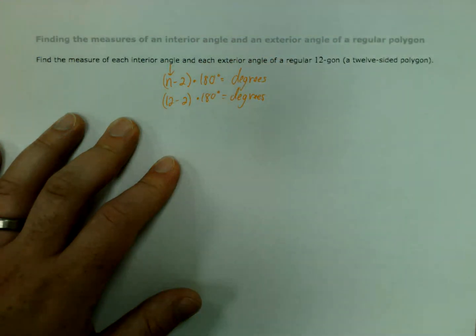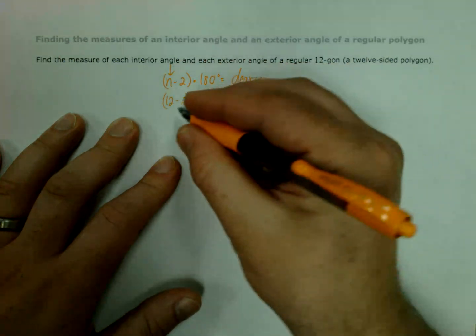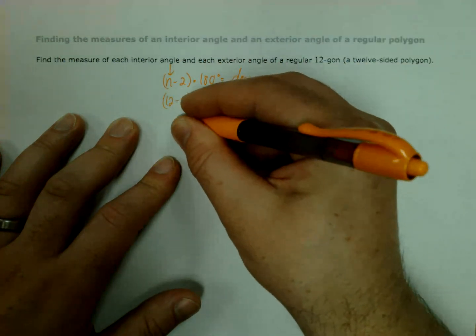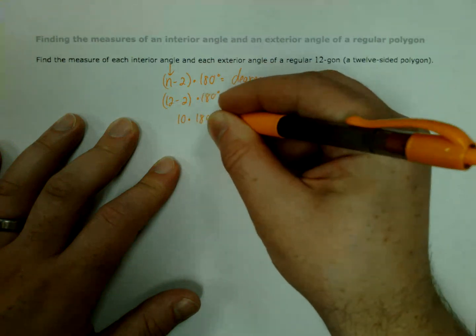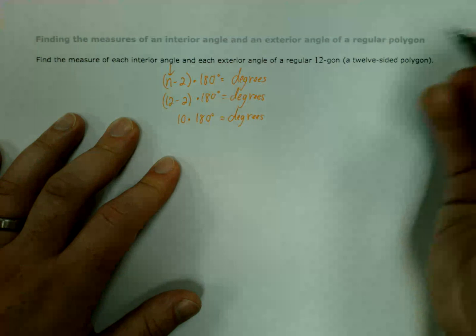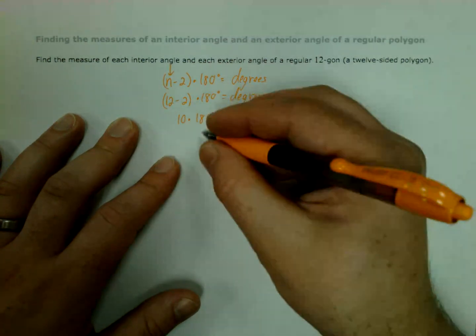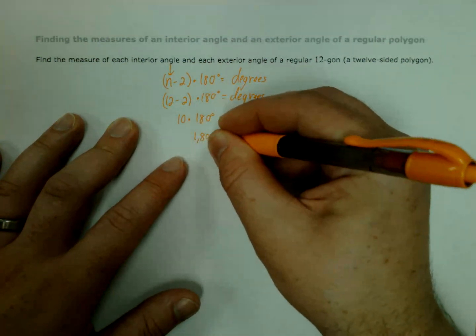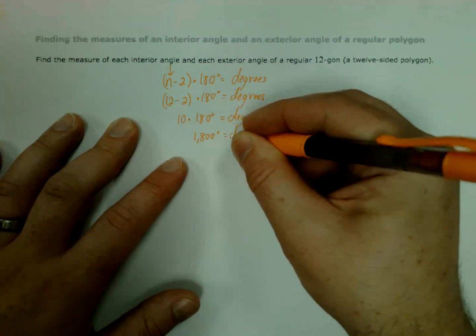All right, so now that we have that, we can simply do 12 minus 2, which is a wonderful 10. Makes our multiplication quite a bit easier here. Because 10 times 180, I'm just going to add that 0, move the place values over, so 1,800 degrees.